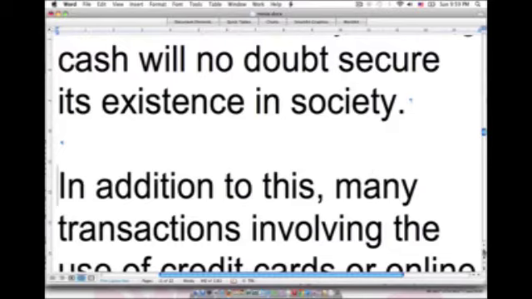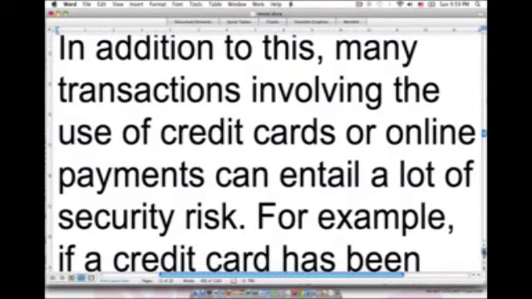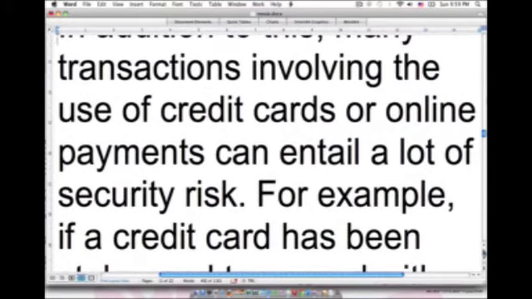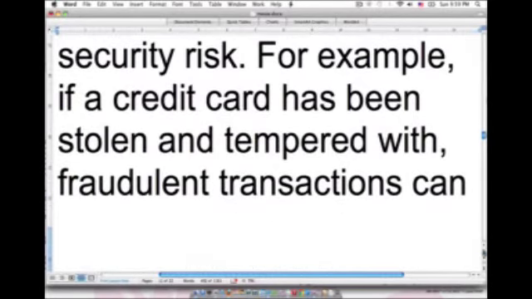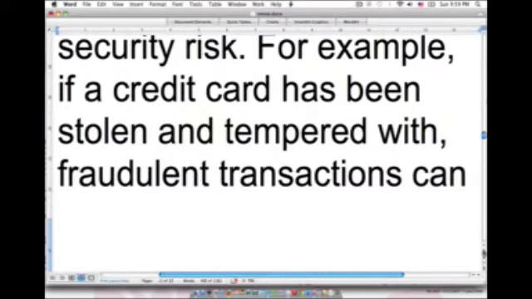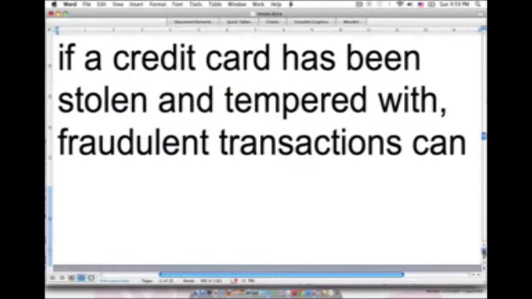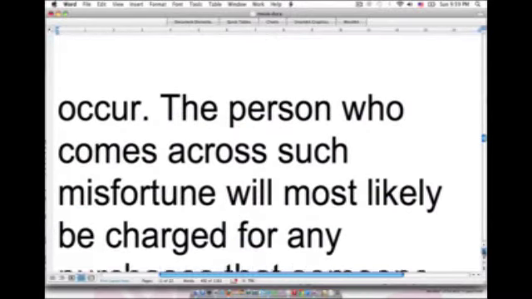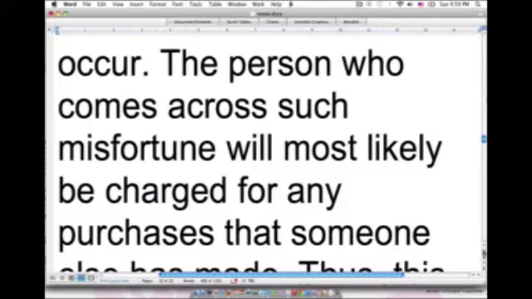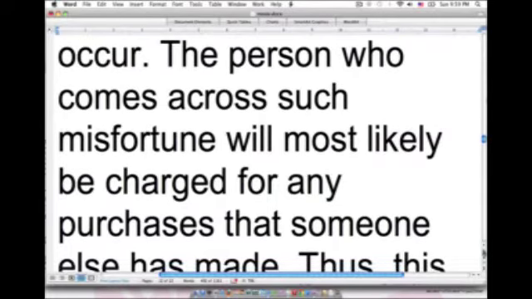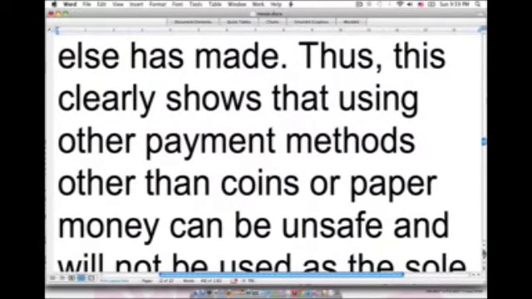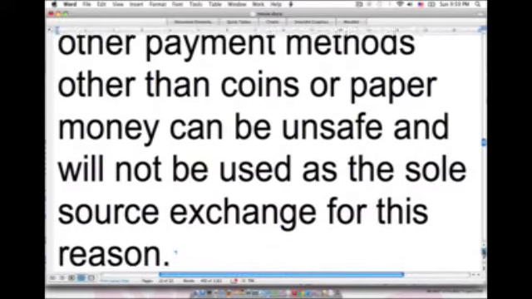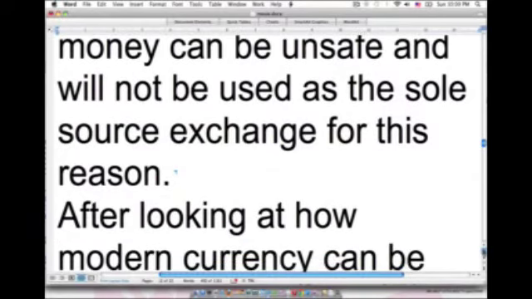In addition to this, many transactions involving the use of credit cards or online payments can entail a lot of security risk. For example, if a credit card has been stolen and tampered with, I think that's supposed to be tampered with, fraudulent transactions can occur. The person who comes across such misfortune will most likely be charged for any purchases that someone else has made. Thus, this clearly shows that using other payment methods other than coins or paper money can be unsafe and will not be used as the sole source exchange for this reason.